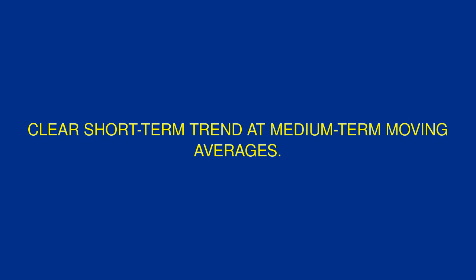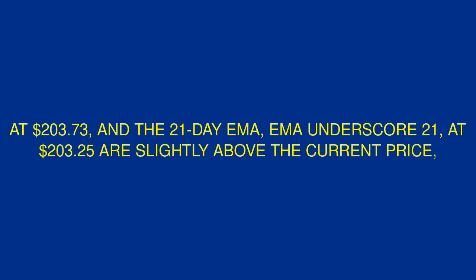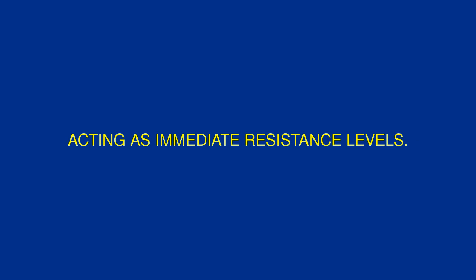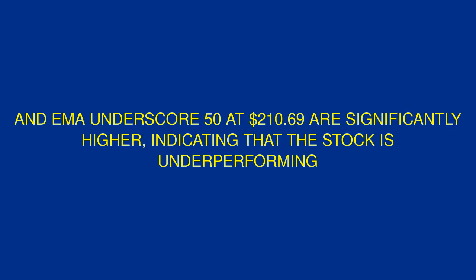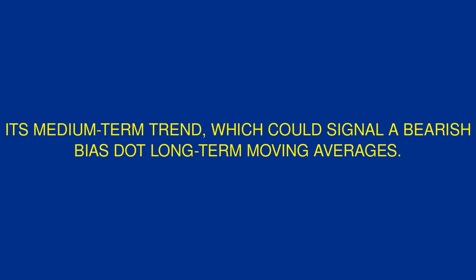Medium-term moving averages. The 20-day SMA, SMA_20, at $203.73, and the 21-day EMA, EMA_21, at $203.25 are slightly above the current price, acting as immediate resistance levels. The 50-day SMA, SMA_50, at $208.49 and EMA_50 at $210.69 are significantly higher, indicating that the stock is underperforming its medium-term trend, which could signal a bearish bias.